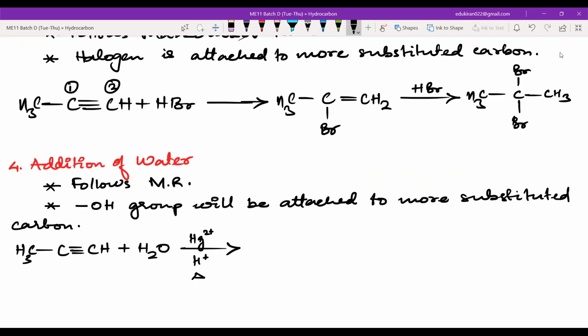Now what is going to happen? Again, the more substituted carbon, that is this carbon atom, is going to get the OH, and then a double bond, because one of the pi bonds is broken, and here this will be CH2. Again, you can add some water. Now let us see what happens if I have this particular group. This is known as an enol, right?